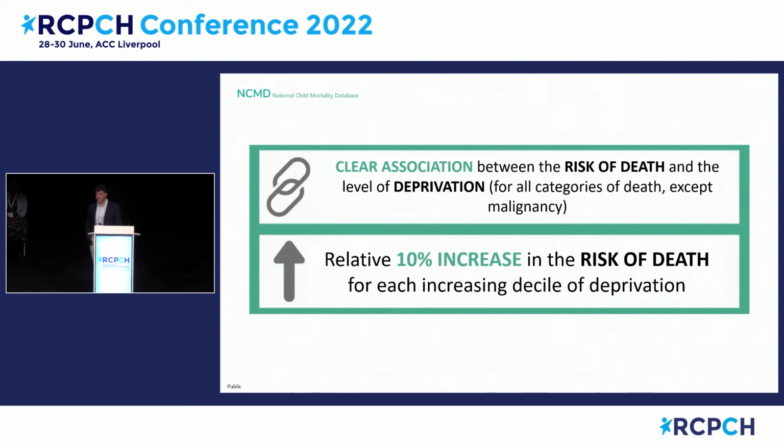So overall, there's a clear association between the risk of death and the level of deprivation, and that's for everything, perhaps not for malignancy though. And overall, there's a 10% increase in the risk of death for each and every increasing decile of deprivation across our population.